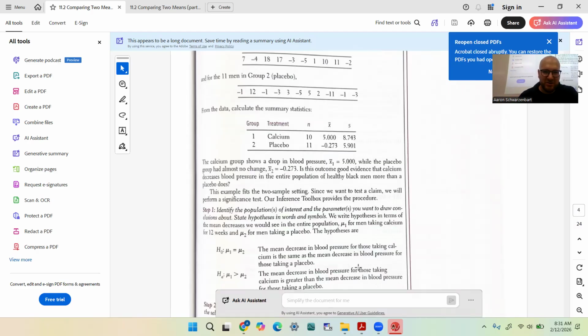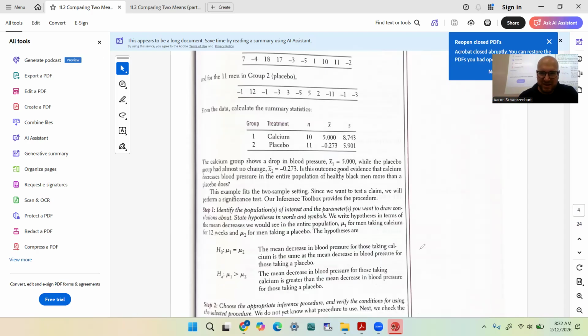Ha: mu1 is greater than mu2. The mean decrease in blood pressure for those taking calcium is greater than the mean decrease in blood pressure for those taking placebo. You will sometimes see this notated as mu1 minus mu2 equals 0. They're just subtracting mu2 to the other side. If it is not equal, well, then it becomes a two-tailed test.